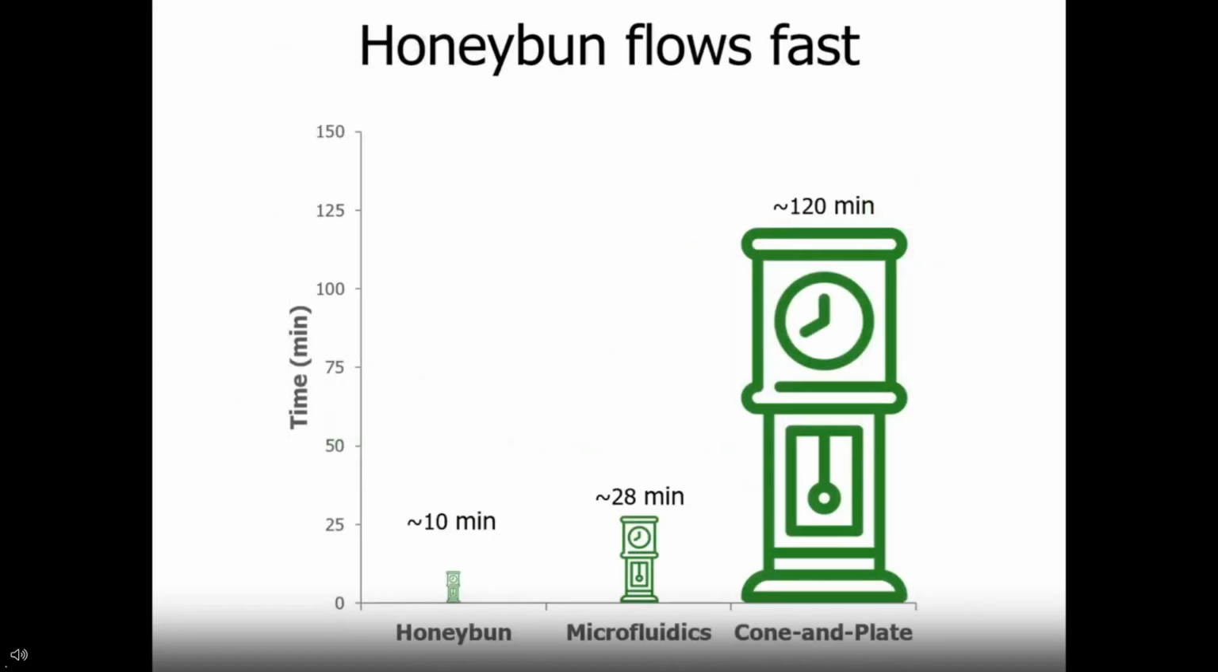But importantly, if they agree, you're still going to want to run samples on Honeybun, because even with these high concentration, high viscosity samples, Honeybun's running those in about 10 minutes total, and you get through 10 samples at a time in those 10 minutes. Meanwhile, the cone and plate experiment, because you're running one at a time samples, you're going to take about 120 minutes to get through all 10 of those samples. If we ran these samples on a microfluidic system, where there are other microfluidic viscosity systems out there, running those 10 samples takes about 28 minutes.